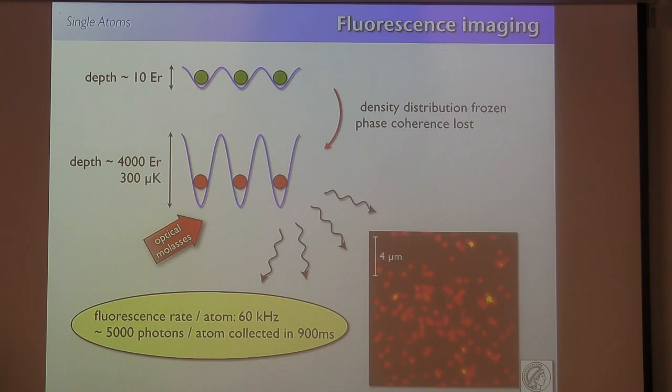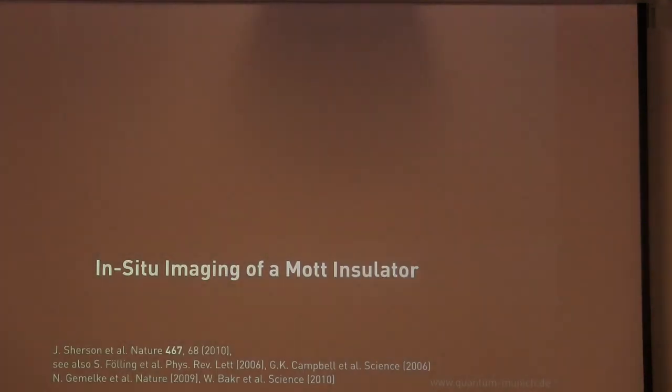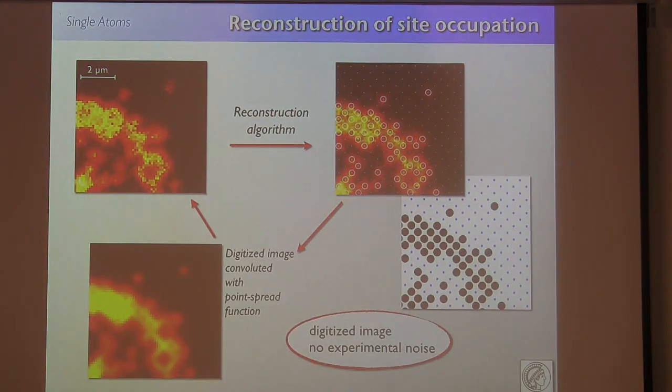But you're completely right, of course, after you measured it, it's collapsed. Then we can take images like these fluorescence images here and send them through an image analysis program which basically knows that there is a lattice, so there are only discrete sites where particles can sit in the system.